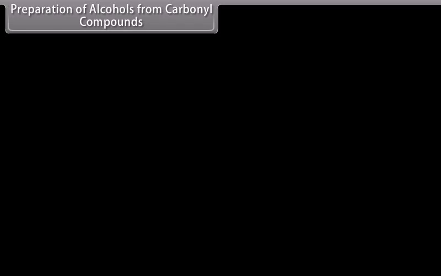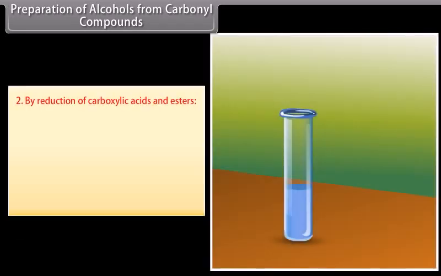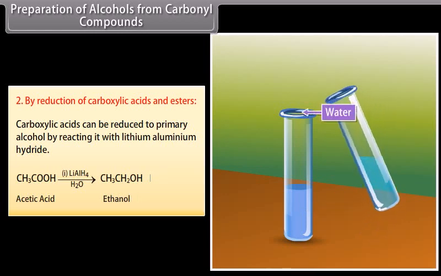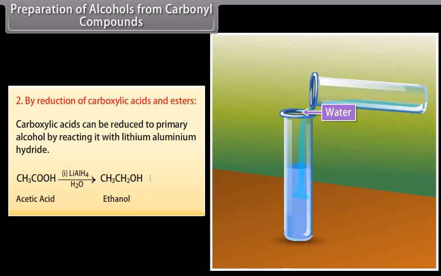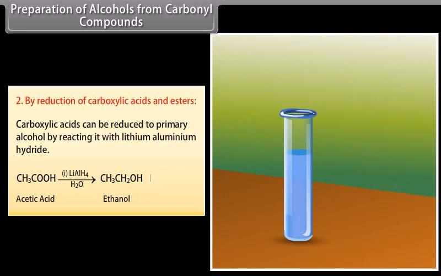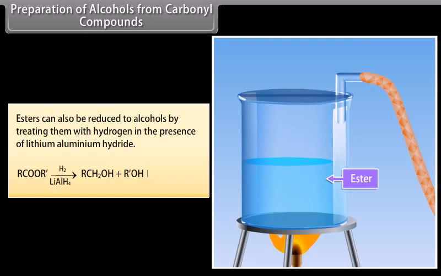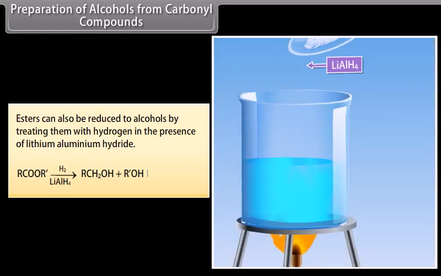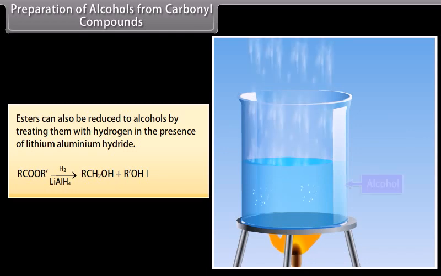From carbonyl compounds by reduction of carboxylic acids and esters. Carboxylic acids can be reduced to primary alcohol by reacting them with lithium aluminium hydride. Acetic acid is treated with lithium aluminium hydride followed by water, which forms ethanol. Esters can also be reduced to alcohols by treating them with hydrogen in the presence of a catalyst, which forms alcohol.